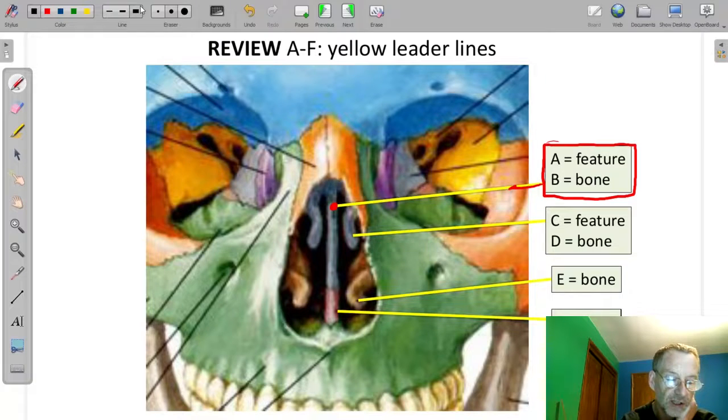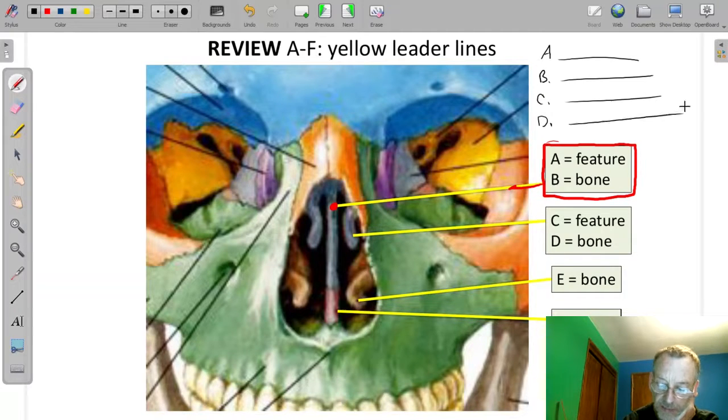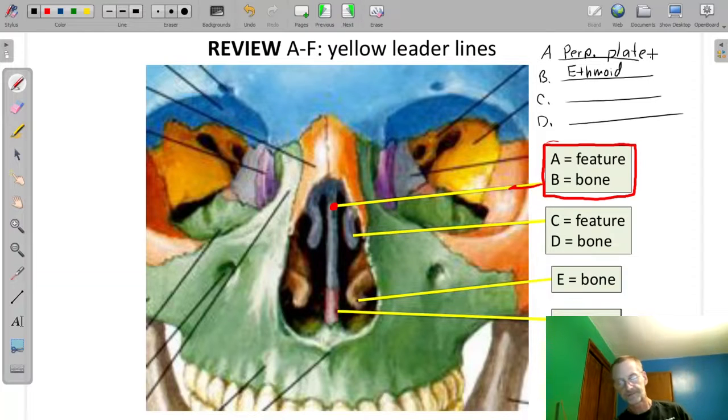So this could be set up like an exam, perhaps, or a quiz, where I might give you the figure with something like this, and then an answer blank where it would say A, B, C, D, etc. And let's say, for example, B. On line B, it's asking for the bone. So what bone is this line pointing to? Well, it's pointing to the ethmoid bone, so you'd write ethmoid. That's the bone. And the feature is the perpendicular plate. And you wouldn't abbreviate, etc. Next slide.